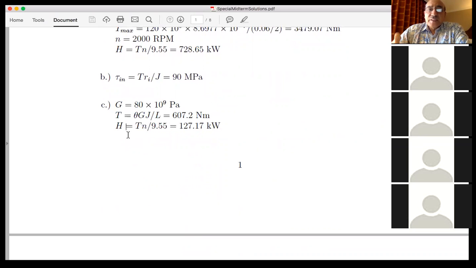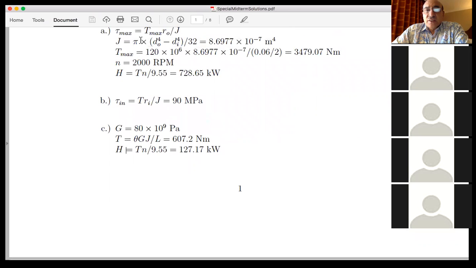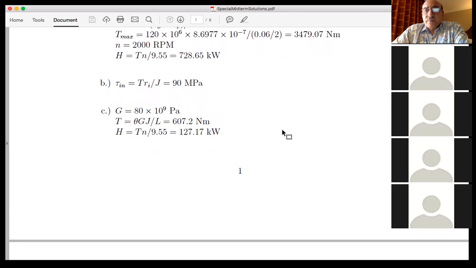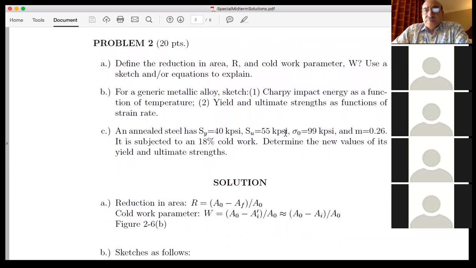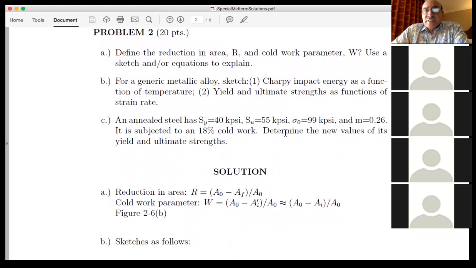When we go into the midterm, as I mentioned, you'll be allowed to have 2 pages of summary, and on those 2 pages of your own, you will have the equations that will be necessary to solve this type of problem. The next problem is on material selection. We wanted to define the reduction in area and the degree of cold work, and we want to sketch equations and explain it.